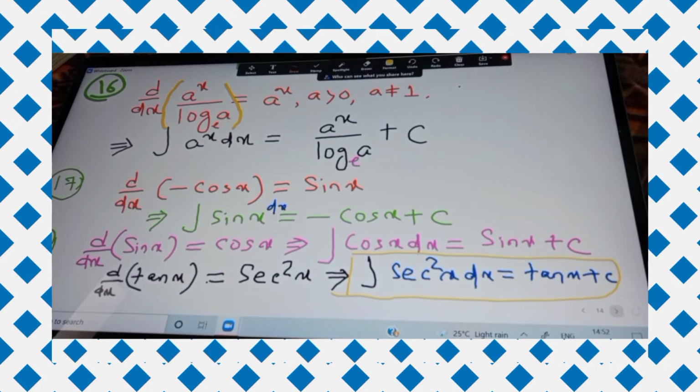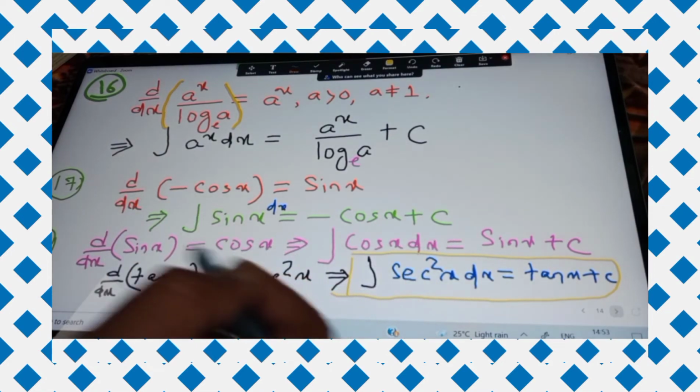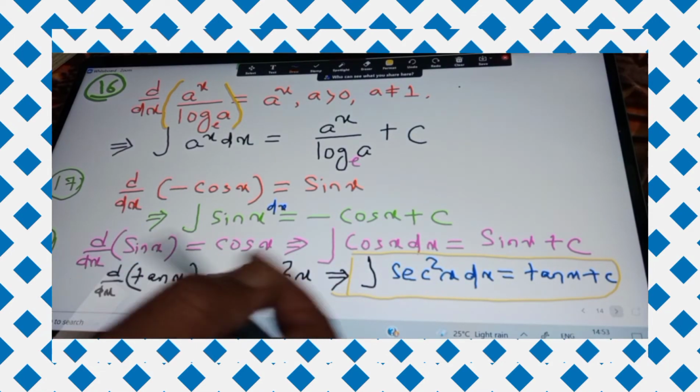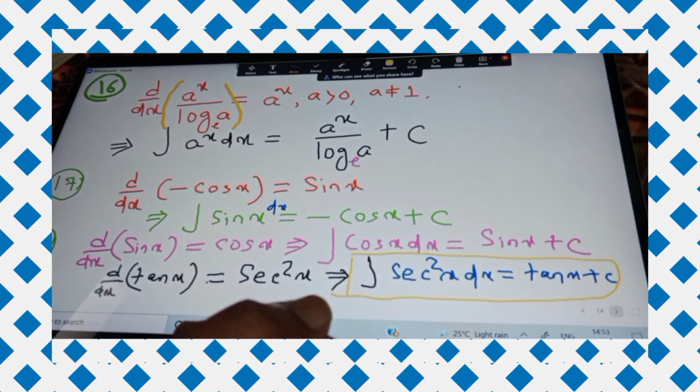Same process. The derivative of minus cos x is sin x, all of you know. So integration of sin x dx is equal to minus cos x plus c. Similarly, the derivative of sin x is equal to cos x. So integration of cos x dx is equal to sin x plus c.